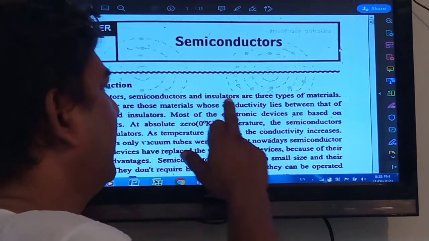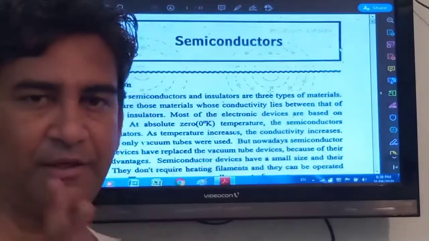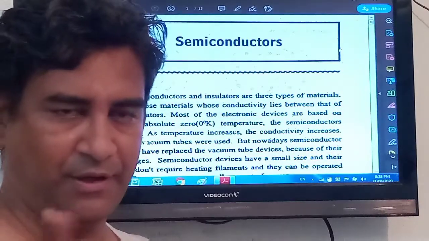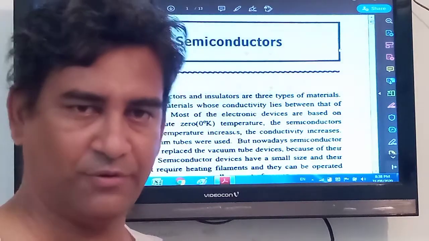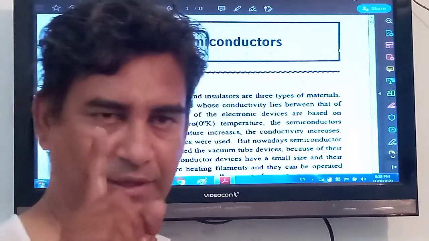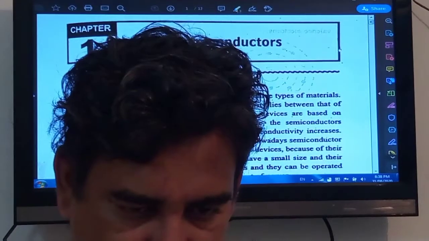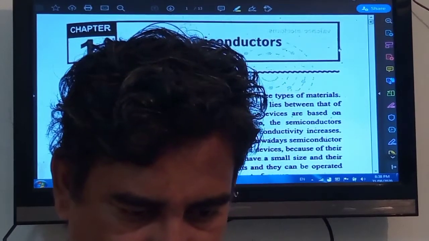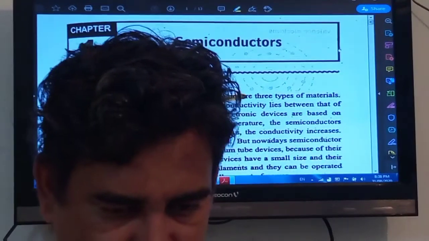Conductor, semiconductor and insulator are the three types of material. These are the three materials: the semiconductor, conductor and insulator. Okay, you just mark out the three things: semiconductor material, conductor and insulator.